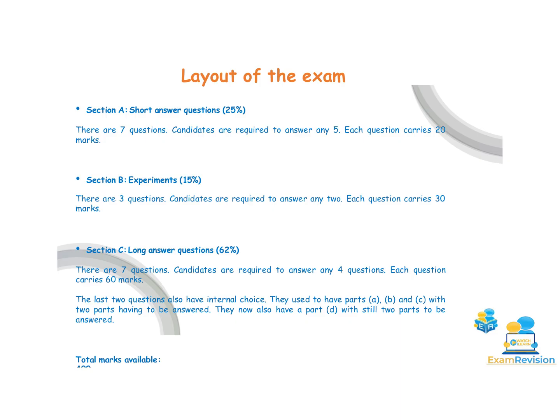Section B is the experiments. There are 3 questions. You only have to answer 2 of them, and each question carries 30 marks. And then we have section C, which is your long answer questions. There are 7 questions. You're required to answer any 4 questions, with each question carrying 60 marks.